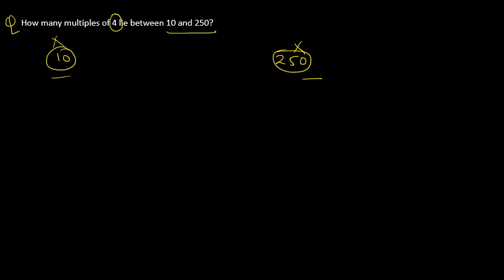So after 10, what is the multiple of 4? You know the table of 4: 4 ones are 4, 4 twos are 8, 4 threes are 12. So the third term is 12. You have to mark it here. Then after 12 it is 16, then 20. We don't need to write the whole table.